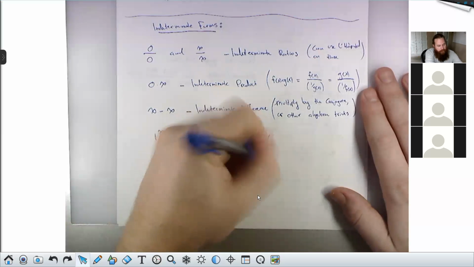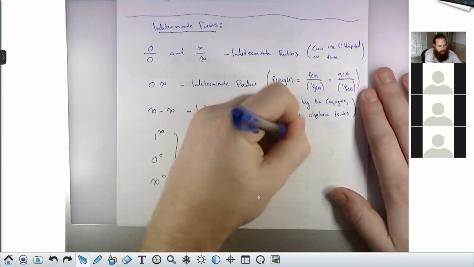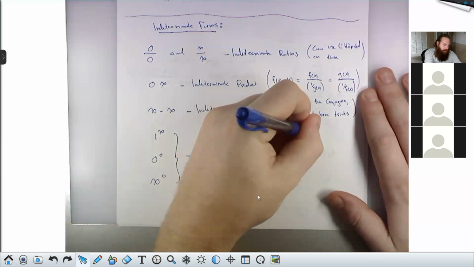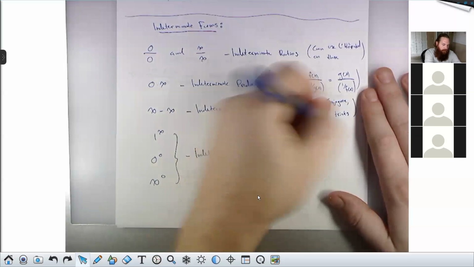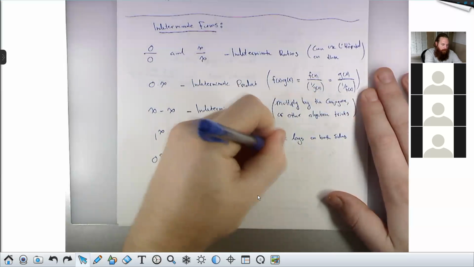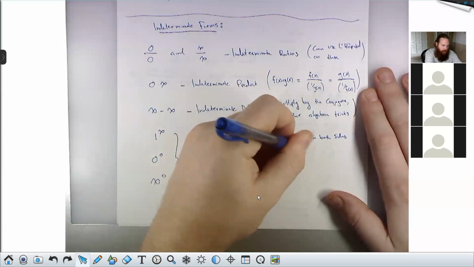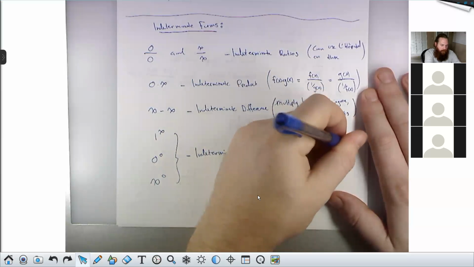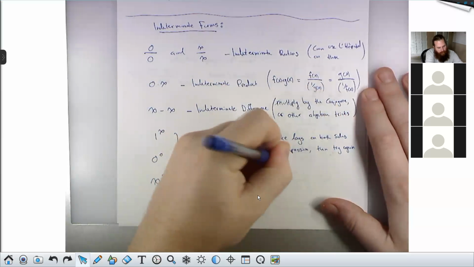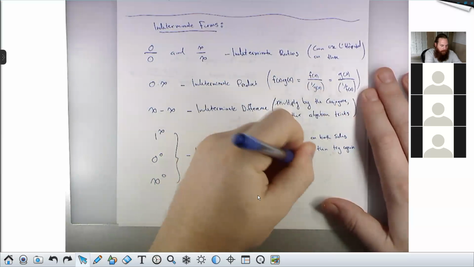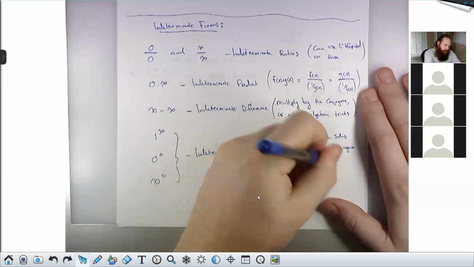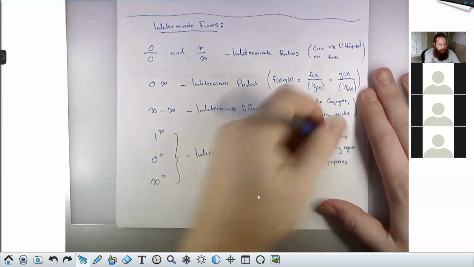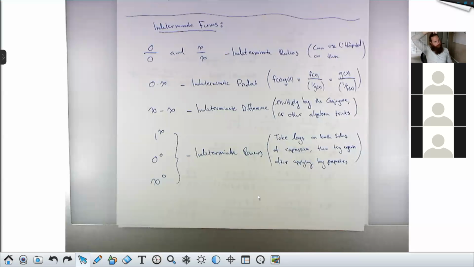Indeterminate powers, the way we handle these, take logs on both sides of the expression, after applying log properties, then try again. All right. So we did one indeterminate power problem today. I want to look at one more, and then we're going to start introducing series.